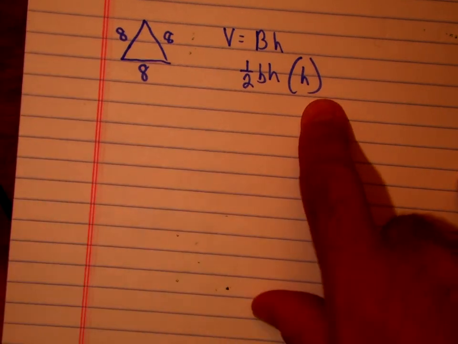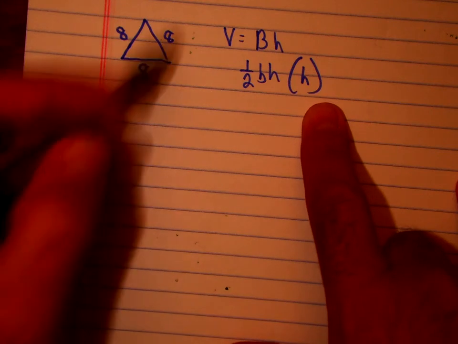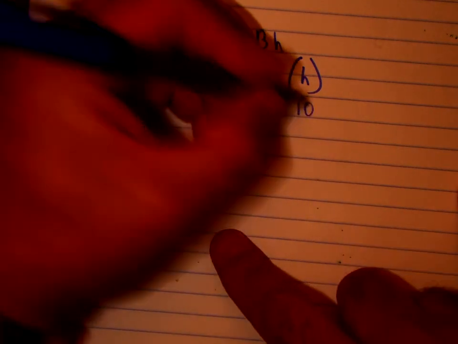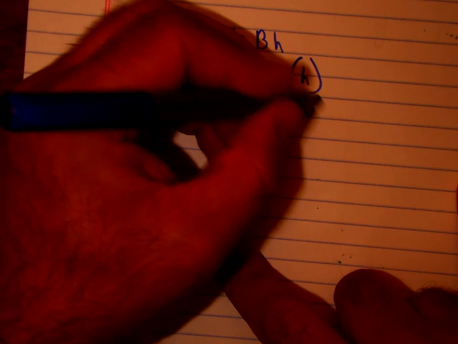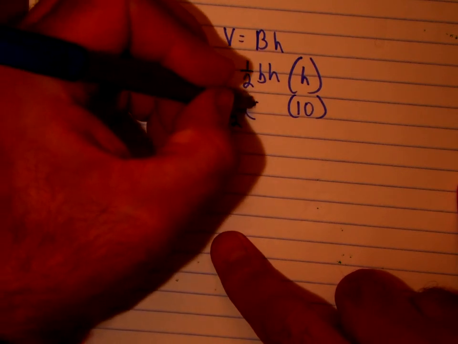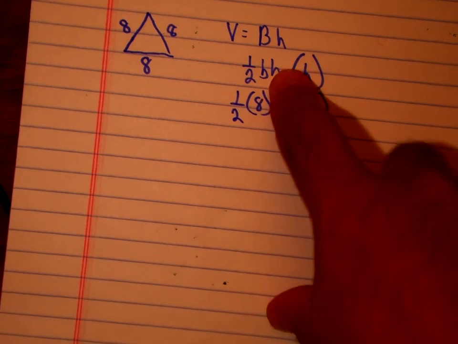Now, the other height over here is the height of the figure. That's the only number that I didn't use. Hopefully you know that number is now 10. So I have 1/2. I have 8. And I have to do right triangle work to find this other measurement.